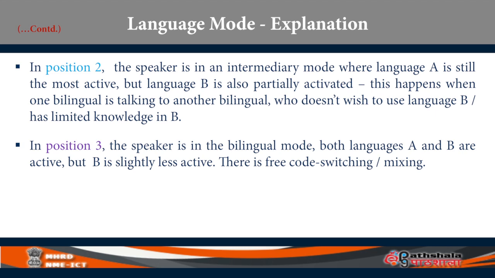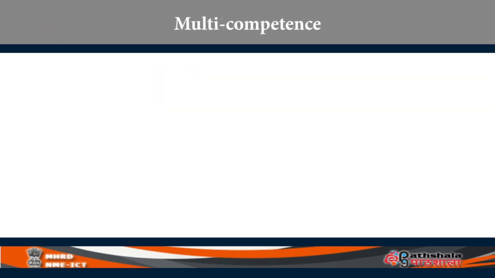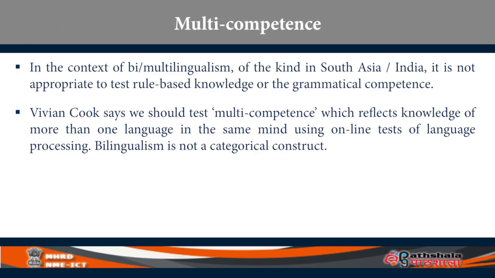So if you look at bilingualism in this way, then what we need to understand is what is the competence of bilingual and multilingual speakers? What is the multi-competence that they possess? When you know only one language, you just talk about competence in that language. But when you know 2 or 3 languages, what is this multi-competence?